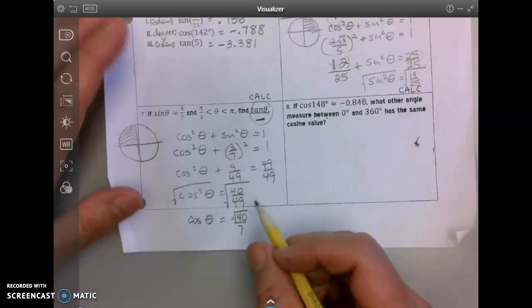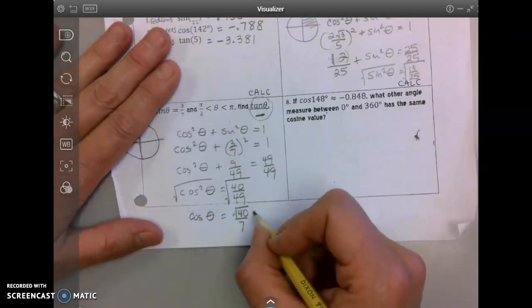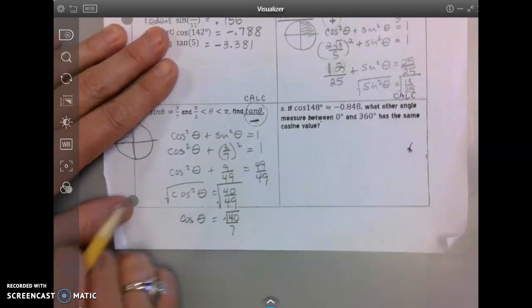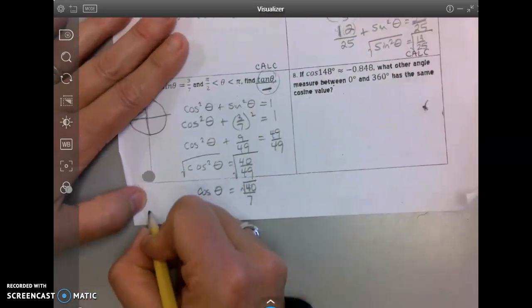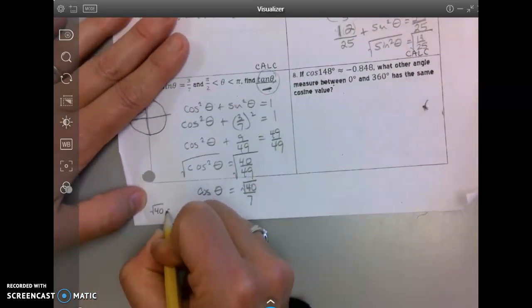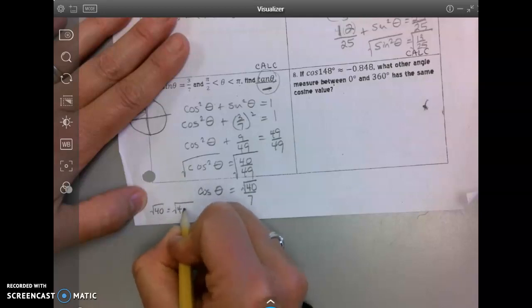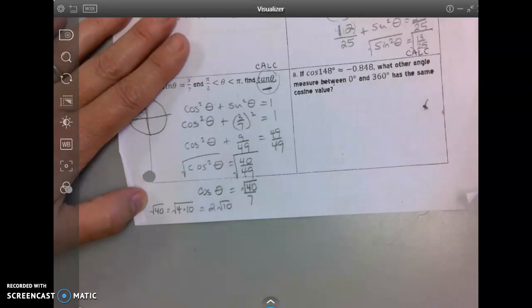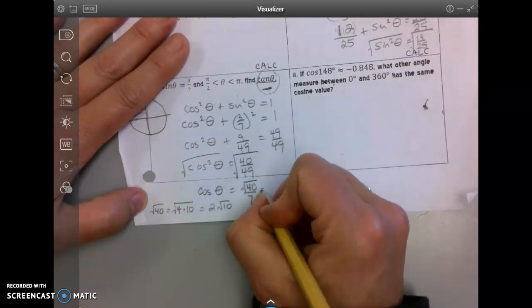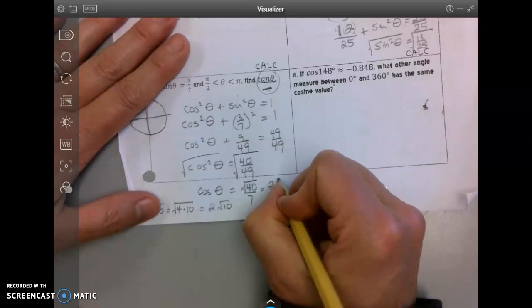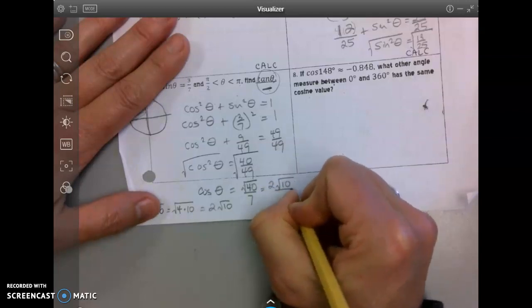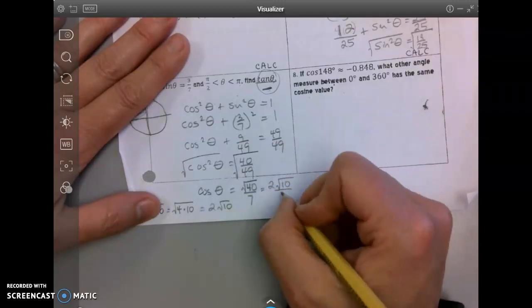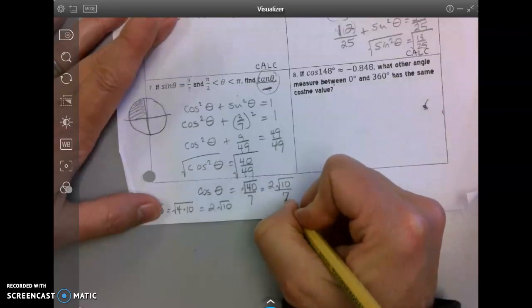And I recognize right away that 40 has a perfect square in it. 40 could be rewritten as the square root of 4 times 10, which is 2 square root of 10. So I get 2 square root of 10 all over 7.